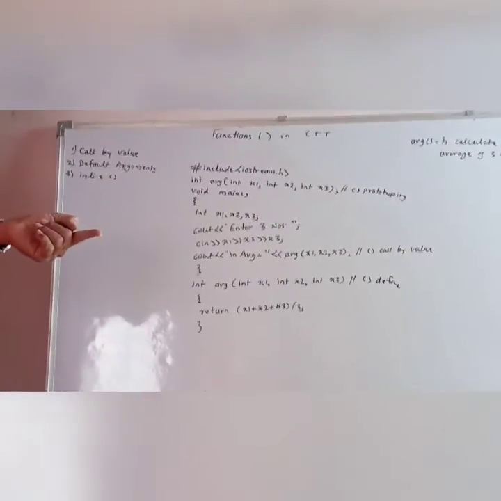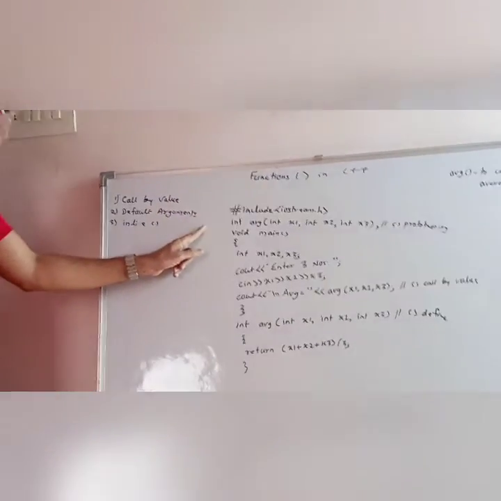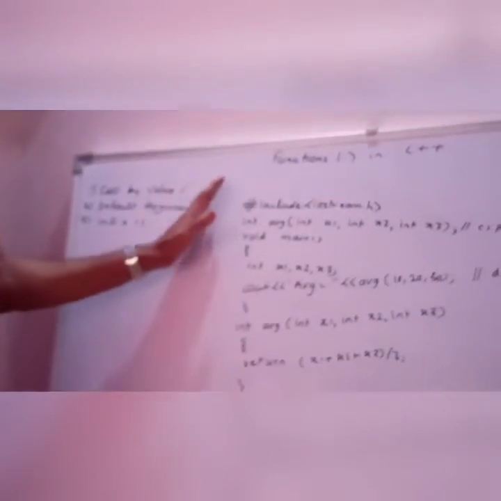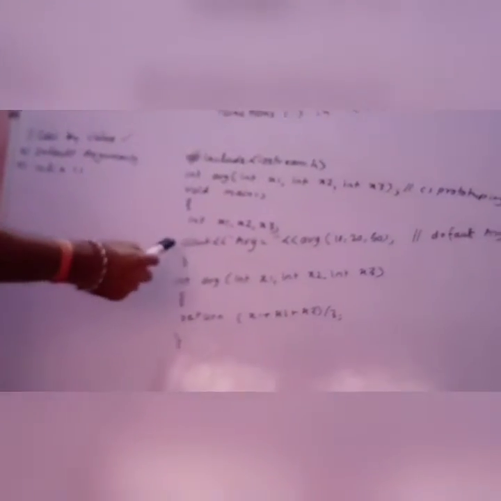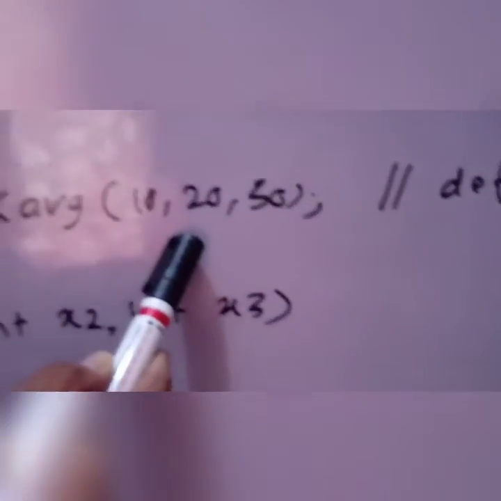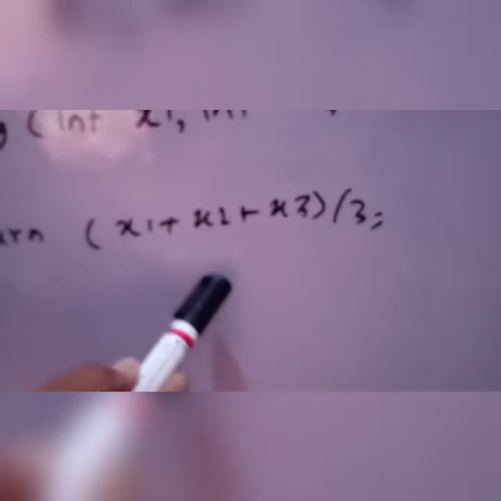Next I will talk about default arguments. So in the next program, I am going to show you the default arguments. Now the second type is default arguments. It is the same as call by value. What we have to do is just pass the values while calling that function. We have passed avg 10, 20, 30. It means that we are passing these fixed values to that function, and accordingly it will calculate the average of three numbers.